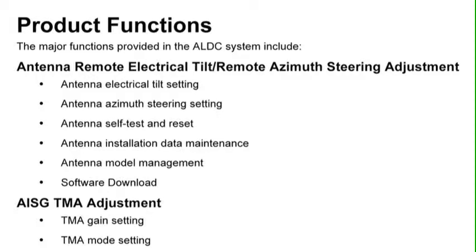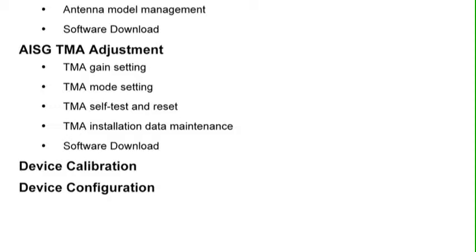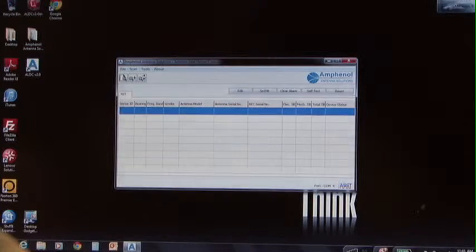Product functions. The major functions provided in the ALD system include antenna remote electrical tilt, remote azimuth steering adjustment, the AISG TMA adjustment. It also includes device calibration and device configuration. Using the ALDC system software.